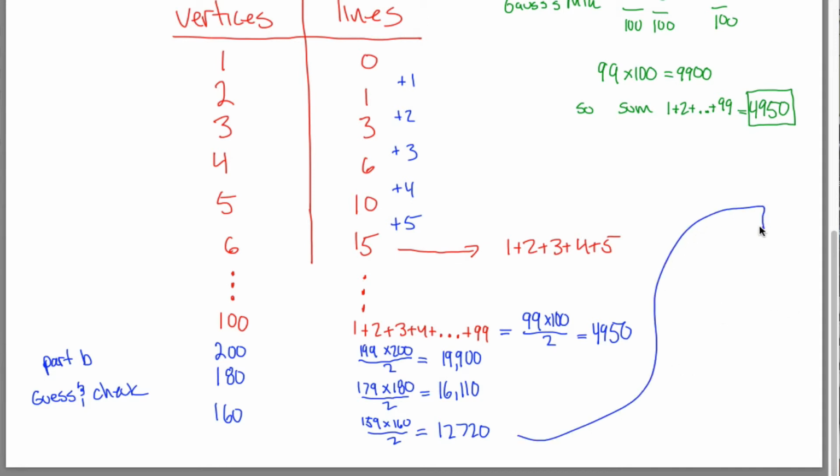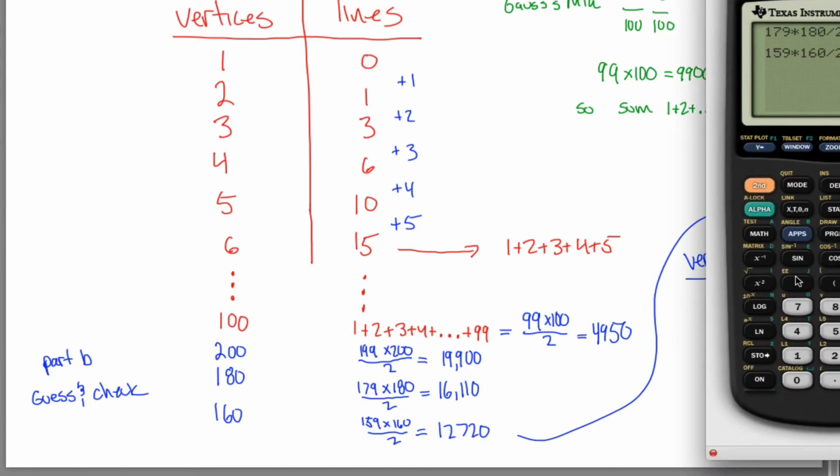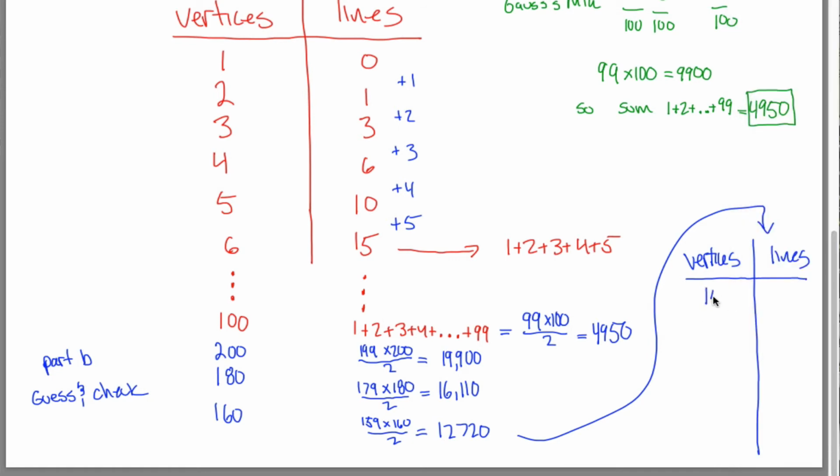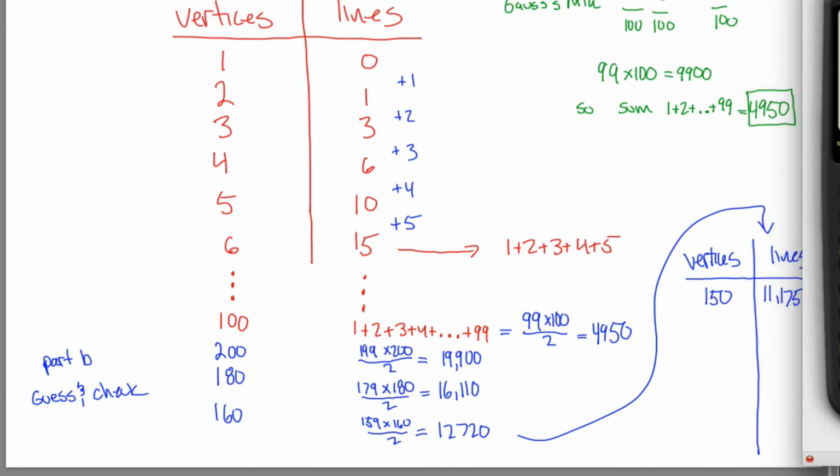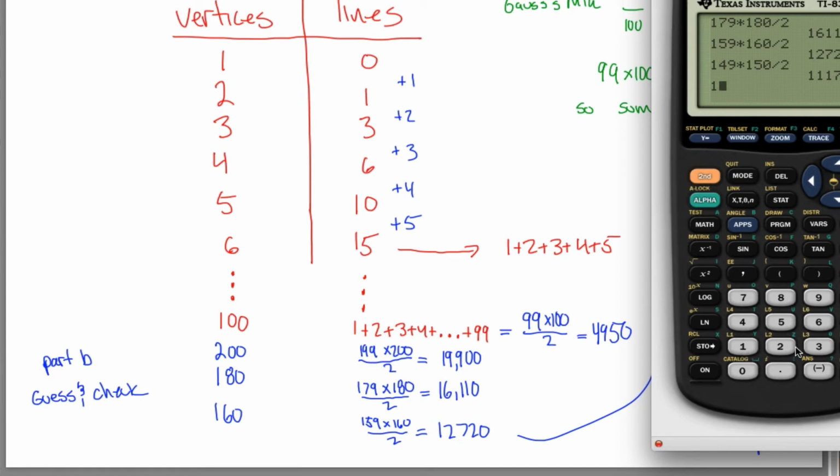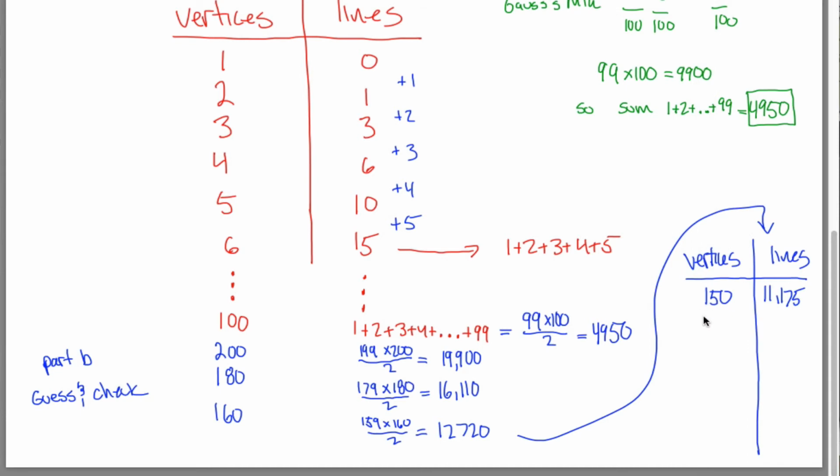So let's continue this over here. I have vertices, lines. I want less than 160. I don't know, maybe 150. For 150, I do 149 times 150 divided by 2. And I get 11,175. So I'm getting closer, maybe 140. Well, 140 would be 139 times 140 divided by 2. If I do that calculation, oh, I'm too low. 9,730.